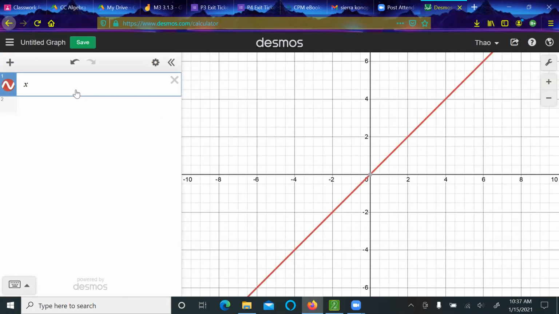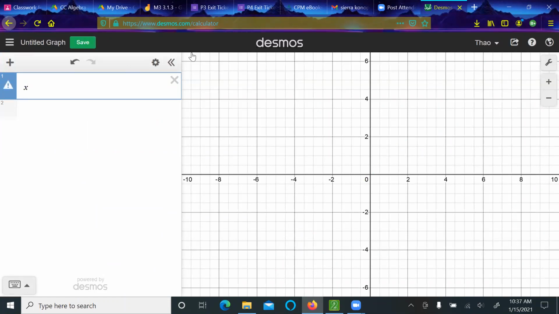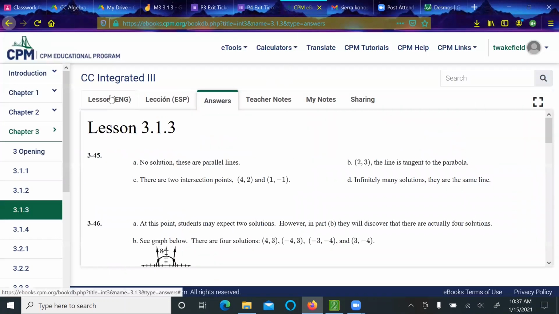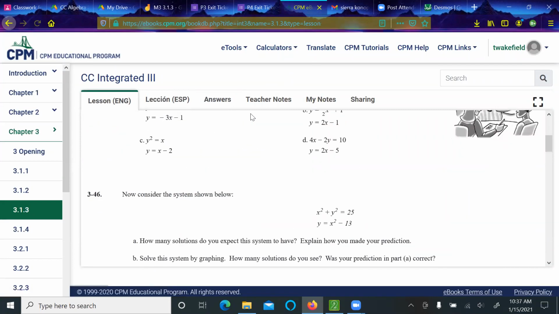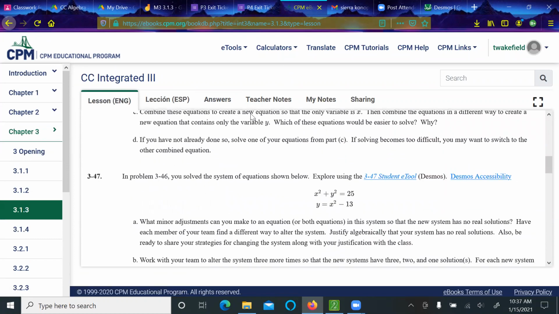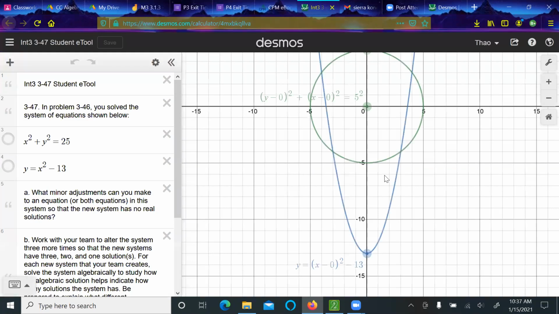So what do we have? X squared. Oh, you know what? It's in our book. I forgot. If you go to your book, there's an E tool for this, for number 45. It is actually on 47. So if you click on 47, the E tool, I remember I did this last night. There it is. There's the graph. Okay, there's the circle. It's x squared plus y squared equals 25. And then here's the parabola, x squared minus 13.